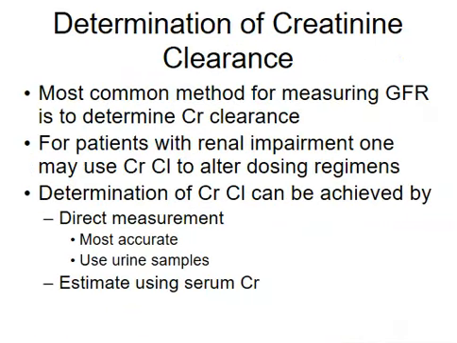Certain things can determine creatinine clearance. The most common method would be to measure GFR, and that will help you determine creatinine clearance. For patients with renal impairment, one can also use creatinine clearance to alter dosing regimens, which is kind of the purpose of this lecture. And there's a couple ways you can grab creatinine clearance. You can directly measure it, which is the most accurate. You can use urine samples to do so, or you can estimate using the concentration of serum creatinine.